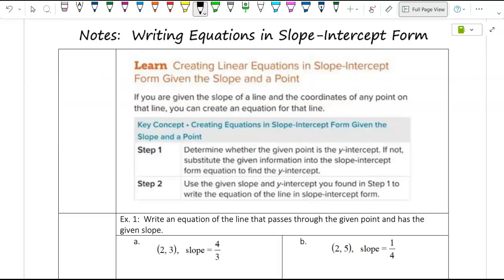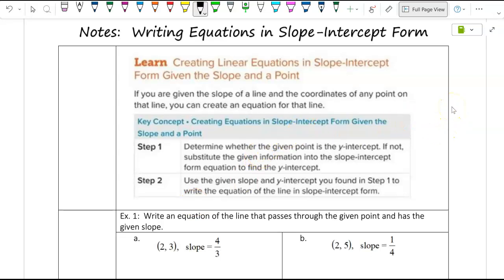All right, so we've done a lot of work with linear equations. We've graphed them. We figured out slope. Today we're going to use some of that information and have to determine what a y-intercept is to be able to write our equation. So in this first set of examples, we're writing equations in slope-intercept form when they give us a point and the slope.